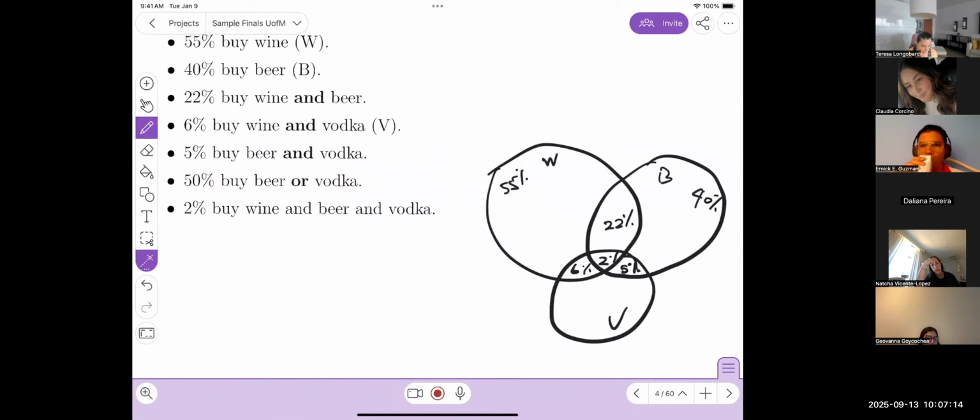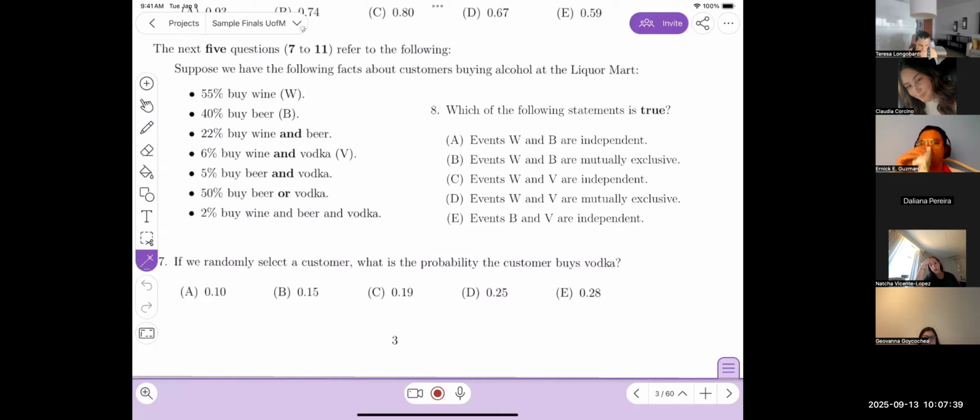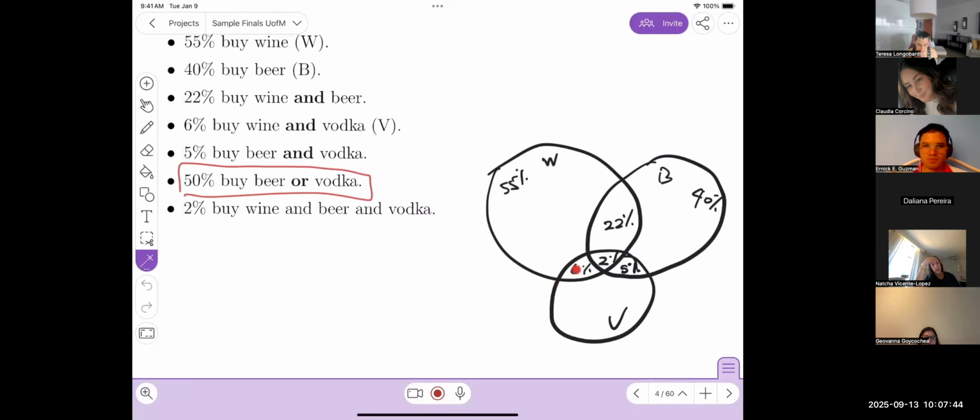Okay, and then we're going to work on this one. This is the one that remains. We drew all the other ones. This one is going to give us the information we're missing. 55, 40, 22, 6, 5. Okay, so the question is, what is this? Vodka. That's the first question, right? So we want to know vodka. So we know these pieces, but we don't know this one.